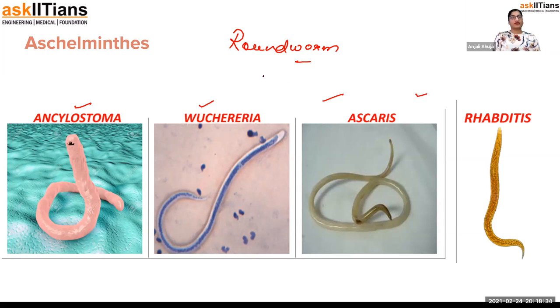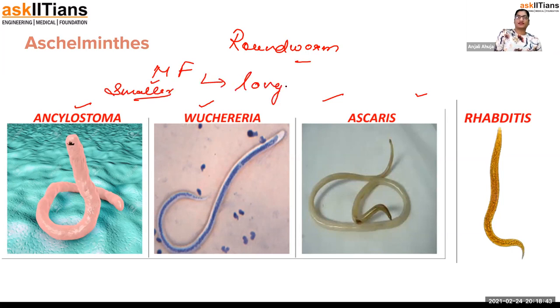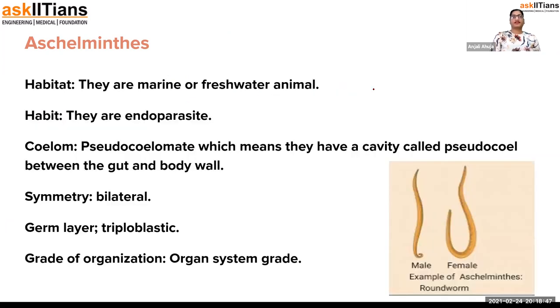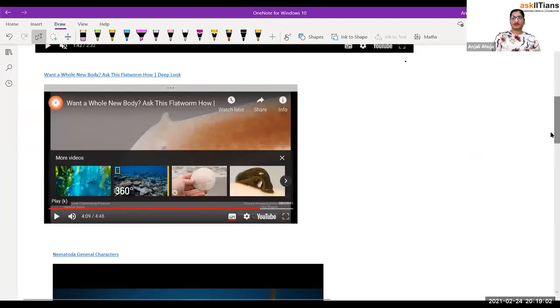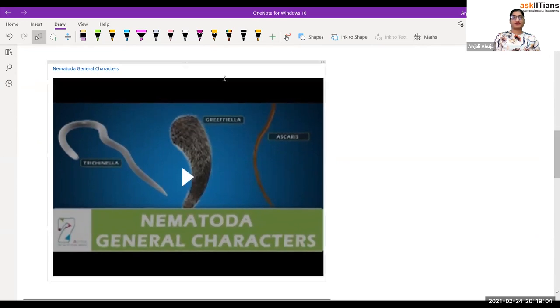And if you see them, male and female are different. The male used to be smaller in size, and the female used to be longer in size. These are the properties, but even before looking at the properties, I'm going to show you the video again. I'm going to put it on mute now. I'll speak. Okay, so next is the nematode property here.